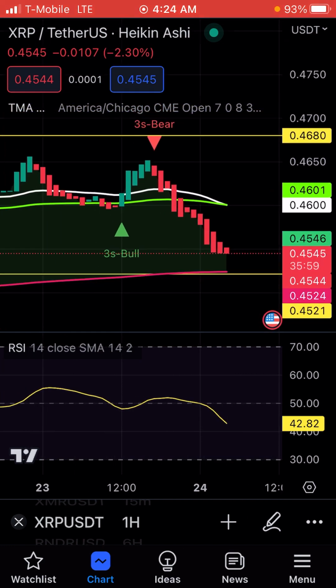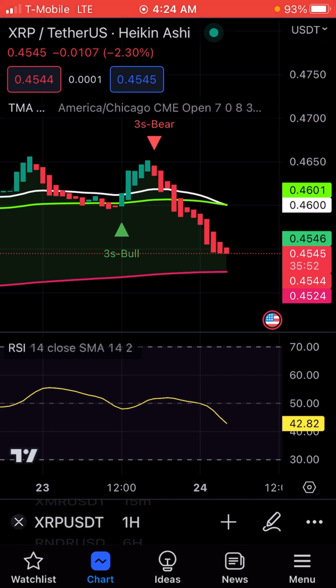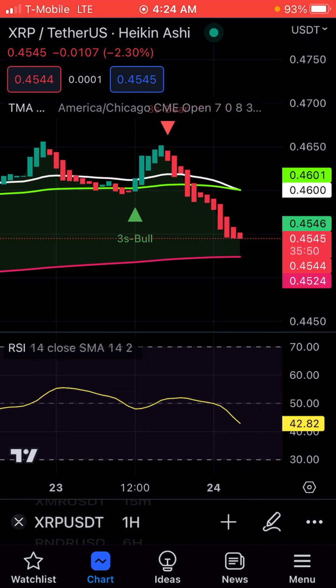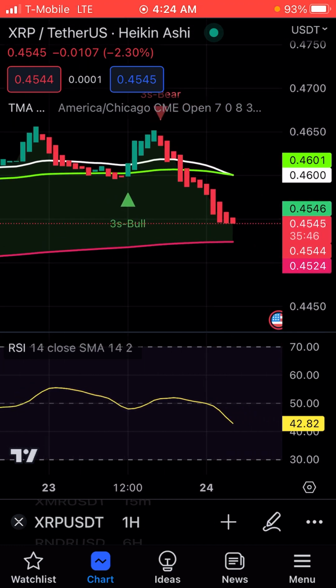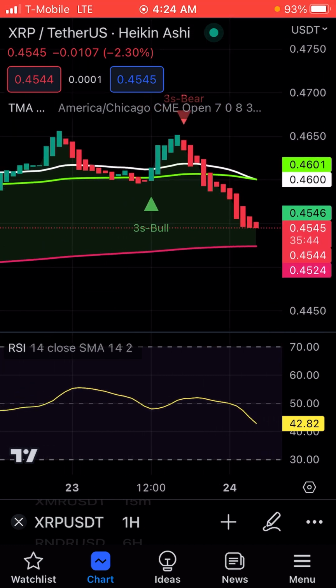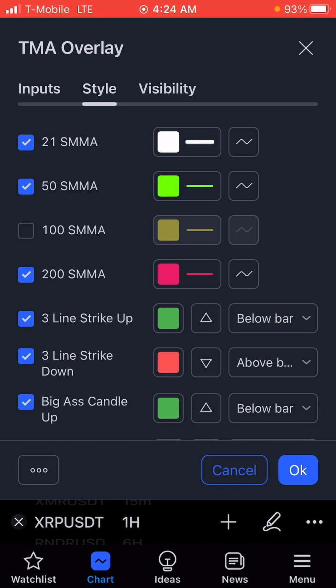Now, I just have my support. Let me just move those. I don't want to confuse you guys, but basically, when you paste the code into the editor, you will get something like this. The settings that you need: there'll be options for the 21, the 50, the 100, and the 200. Check off the 100, and you will need the 21, the 50, and the 200.